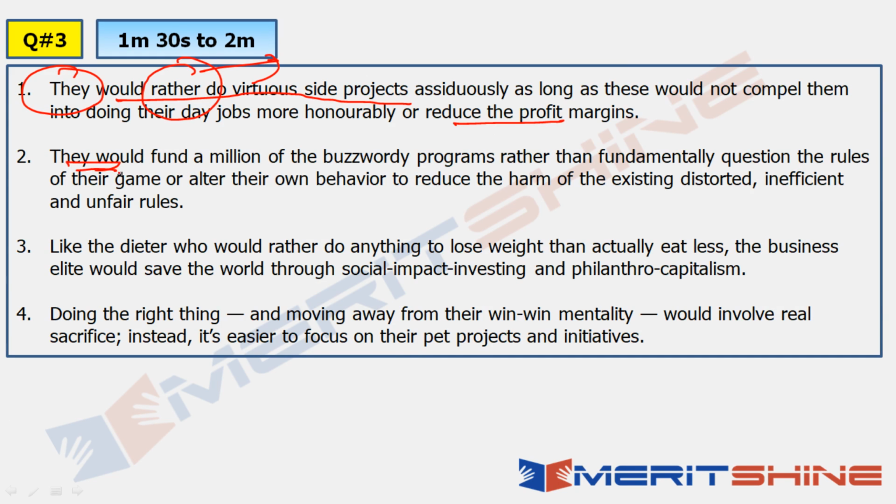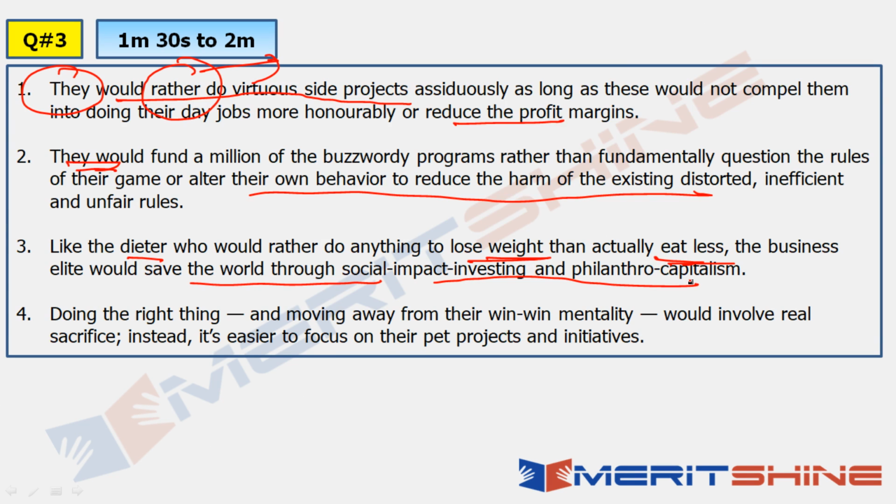Second, they would fund $1 million of buzzwordy programs. Again a "they". Who is this "they"? We'll have to find out, but we'll read it anyways. They would fund $1 million of buzzwordy programs rather than fundamentally question the rules of their game or alter their own behavior to reduce the harm of existing distorted, inefficient, unfair rules. So, this is something that they would do. Again, they would fund $1 million of programs that can be sold rather than alter their own behavior.